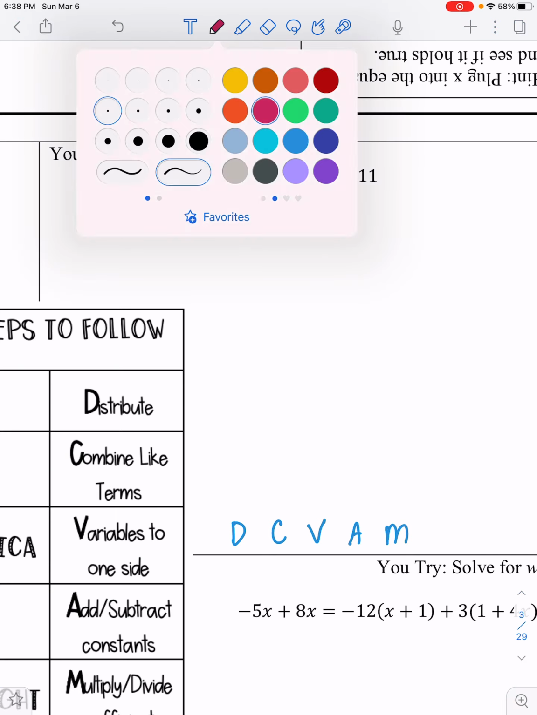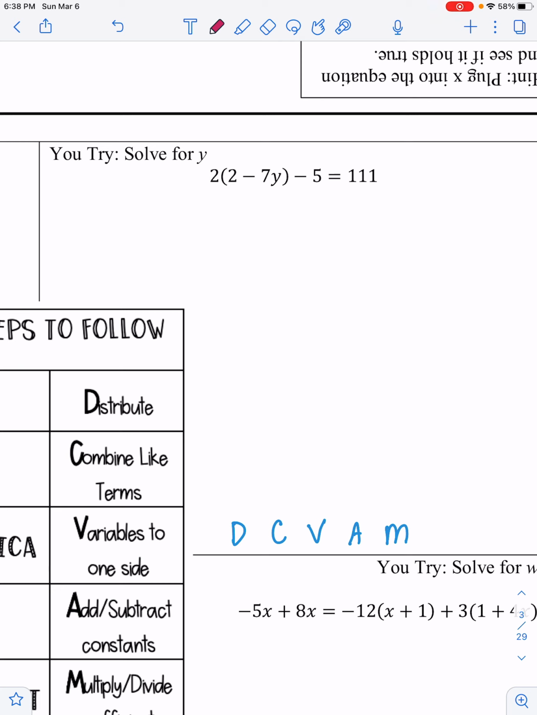The D in don't stands for distribute, so we're going to distribute into our parentheses. So 2 times 2 is 4. 2 times negative 7y becomes negative 14y. And we do not distribute to the negative 5. That's absolutely incorrect because negative 5 is not inside the parentheses. We just bring everything else down. That was step 1, distribute.